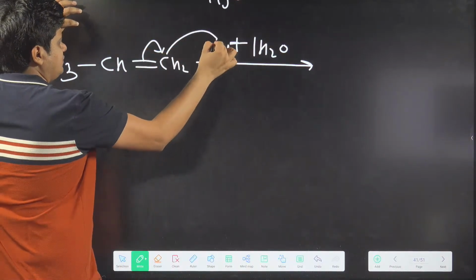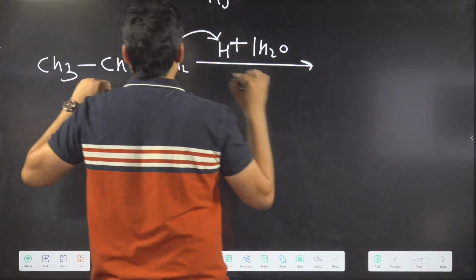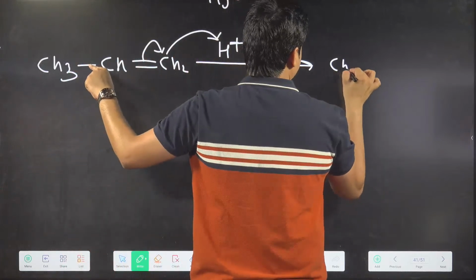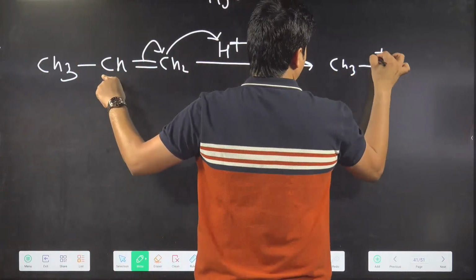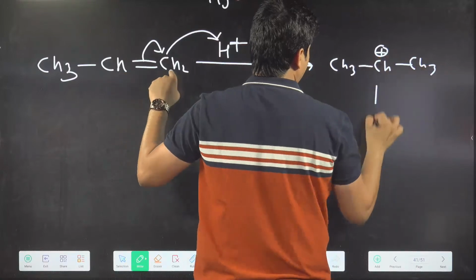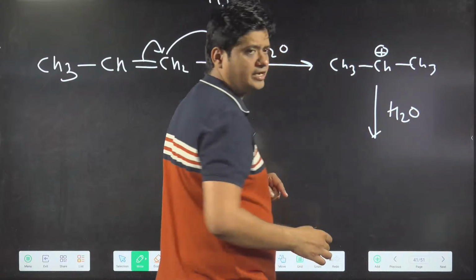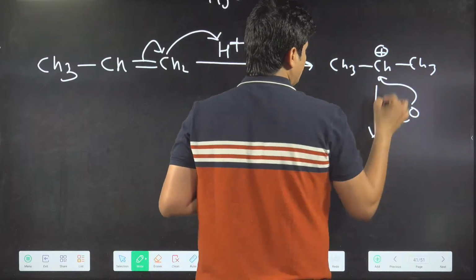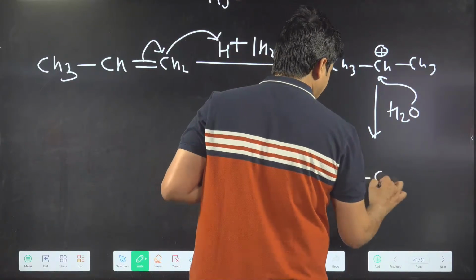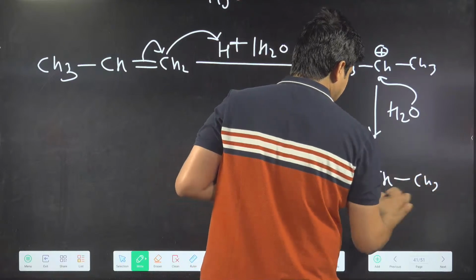Minus immediately binds with plus. What will happen? This becomes CH3 CH plus CH3. What will happen next? H2O is going to attack. The nucleophile is H2O, so H2O is going to attack. What will happen? This is going to give CH3 CH CH3.